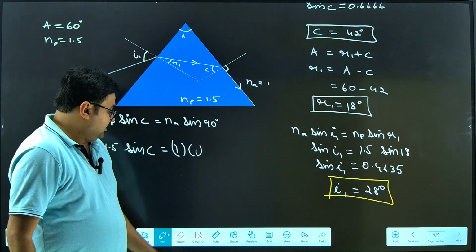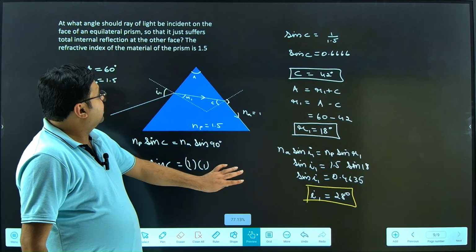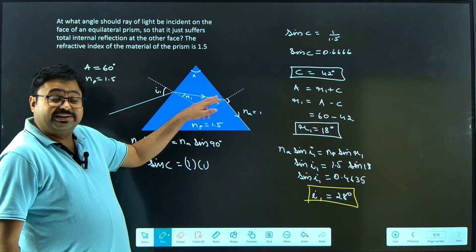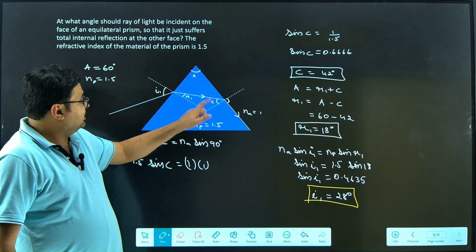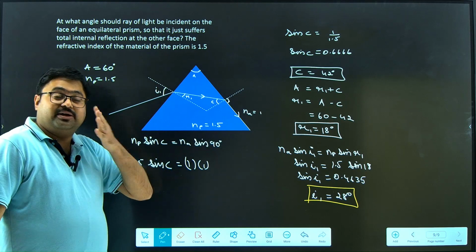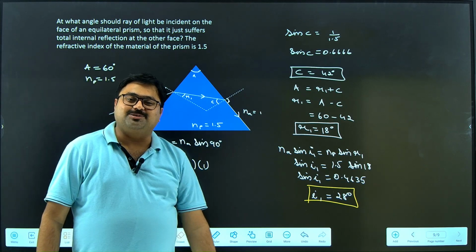Nearly 28 degrees. Well, that's how you crack that question. We found the critical angle using the relation between A, R1 and C. We found R1, and once you know R1, apply Snell's law and get the answer. An important question for the board exam.